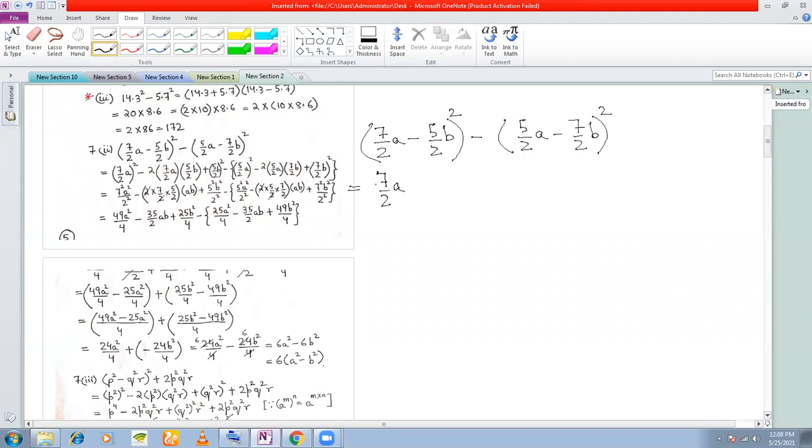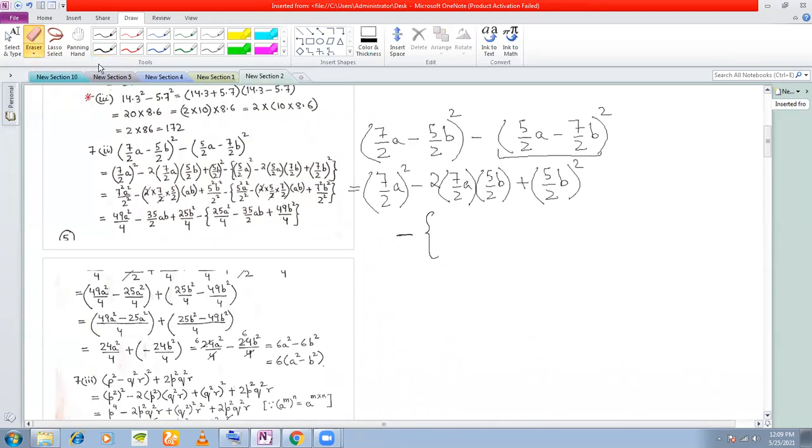So I have a² − 2ab + b², where b is 5 by 2b. This is the first one I have expanded. Now we need to deal with the next one, so I'm writing it in the next line. Here I have a minus sign, so I give curly brackets. Which formula are we using? (a − b)² = a² − 2ab + b².